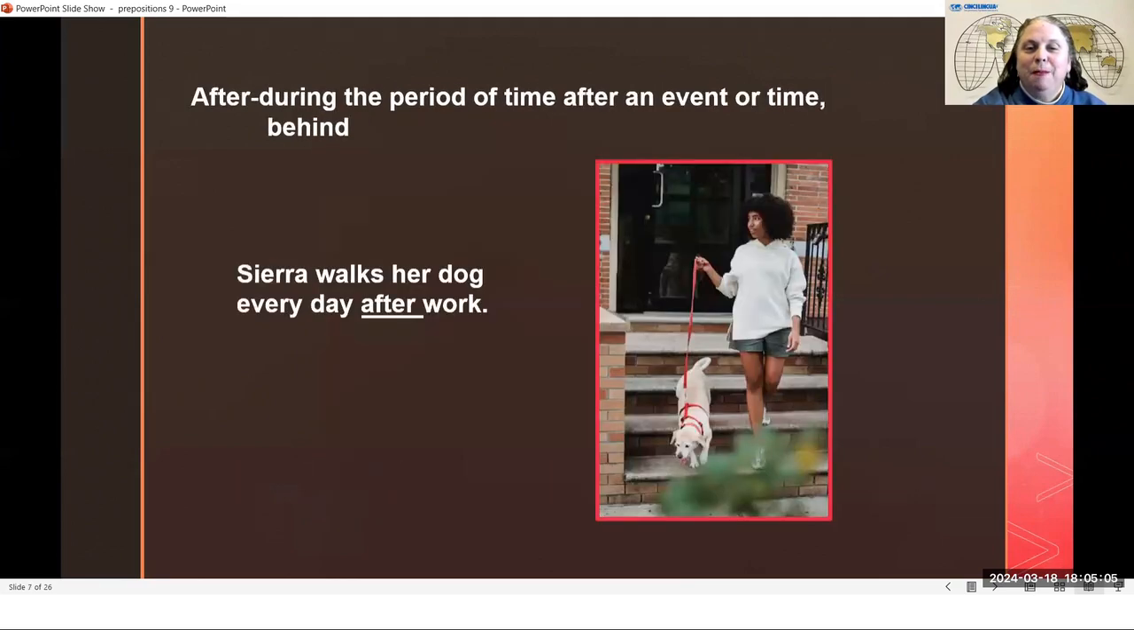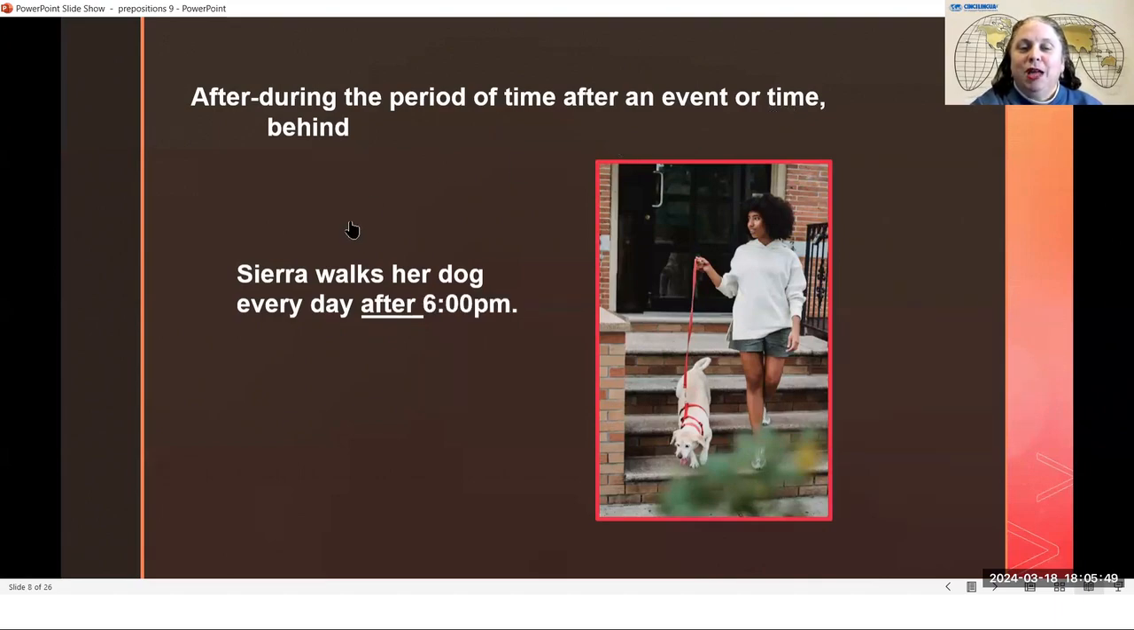In the same way, after can mean after an event, it can mean after a time, or it can mean behind. So here we're saying Sierra walks her dog every day after work. So it's after an event. First she does work and then she does walking her dog. There's two different events, two different actions. And one happens first and the other one happens after. So she walks her dog every day after work. Or we can, instead of after an event, we can say after a time.